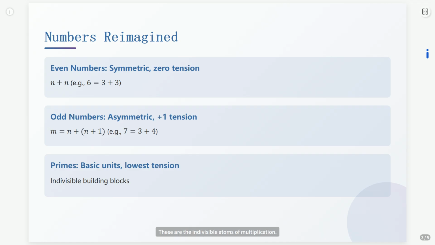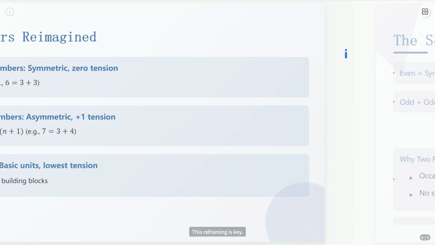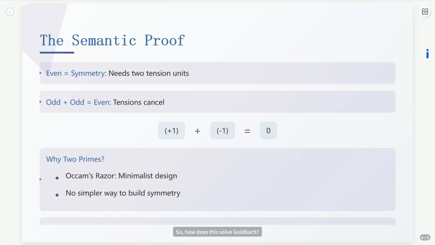Primes? These are the indivisible atoms of multiplication. In our additive context for Goldbach, they're the fundamental units, the lowest level of complexity. Crucially, except for 2, all primes are odd, meaning they carry that plus 1 tension. 2 itself is special, both even and prime, perfectly symmetric and atomic. This reframing is key. So, how does this solve Goldbach?